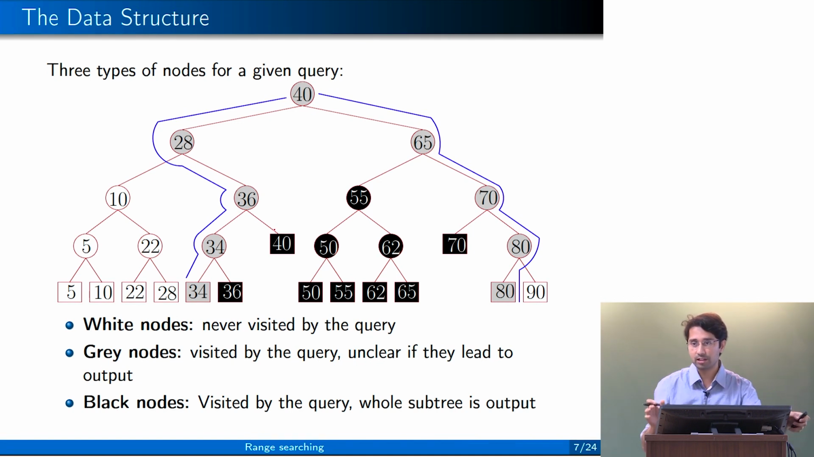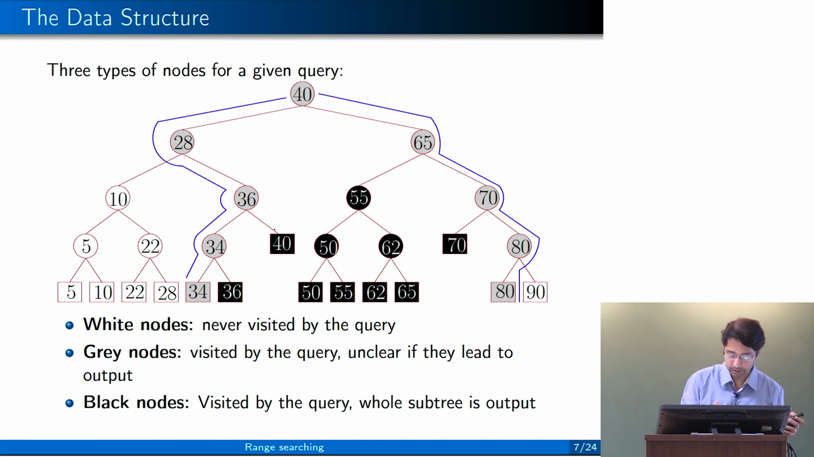Now, depending on the search path, I would like to divide the nodes of the tree into three categories. One is a white node, the nodes which I will not traverse. Then I will have grey nodes. Suppose each node we have seen represents an interval. If the interval is partially inside the query range, we will call it a grey node.